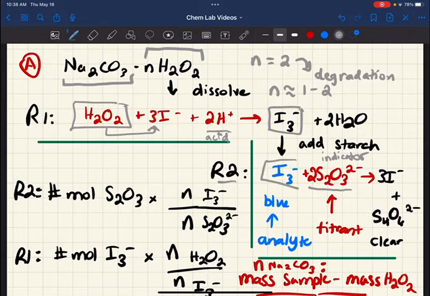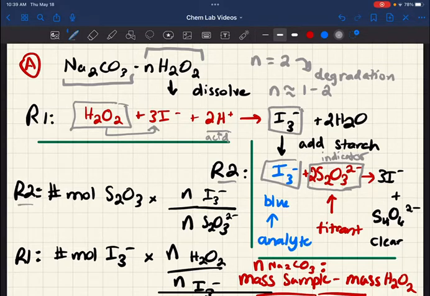The key is how many moles of triiodide must be present if our titrant moles are known. Because we know the concentration of our thiosulfate solution in the burette, and we know the volume that we've added because the burette has volume measurements, we can say there's a 1-to-2 ratio between triiodide and thiosulfate. Therefore, there must be this many moles of triiodide.